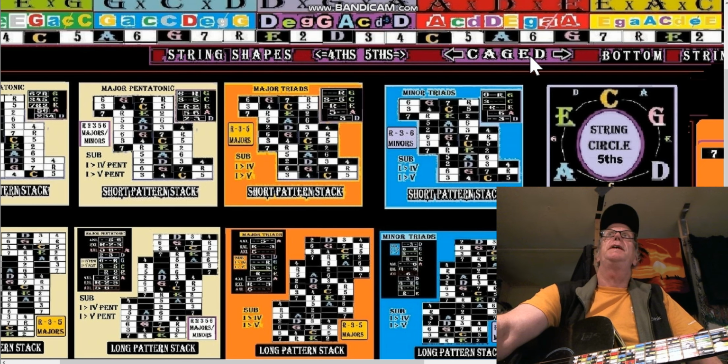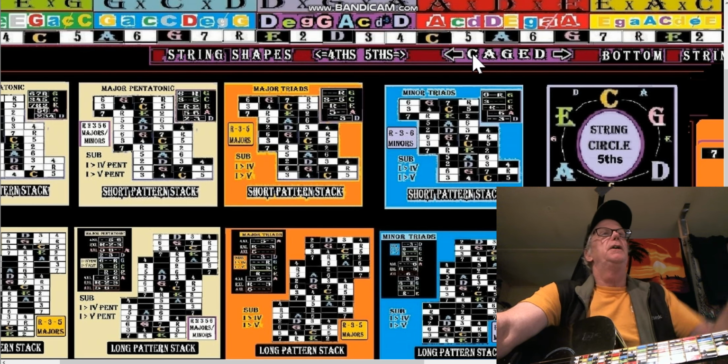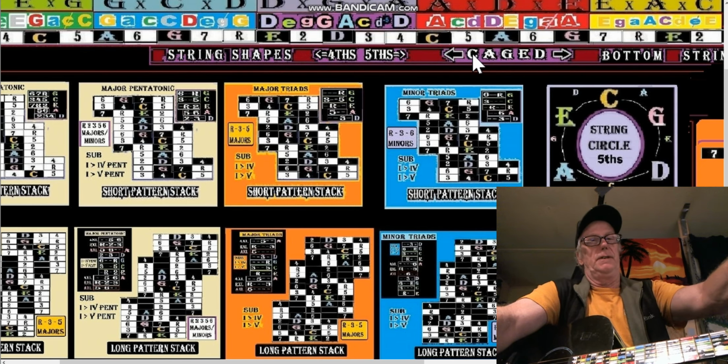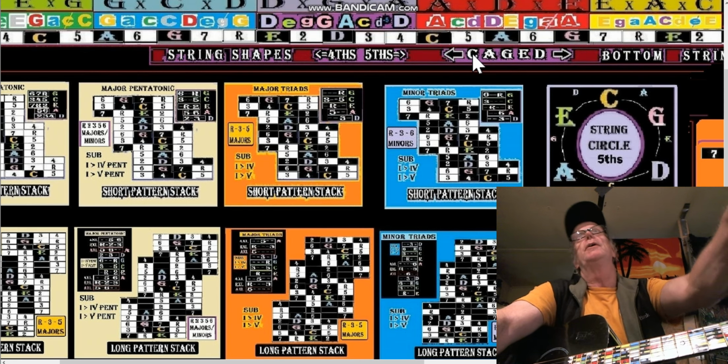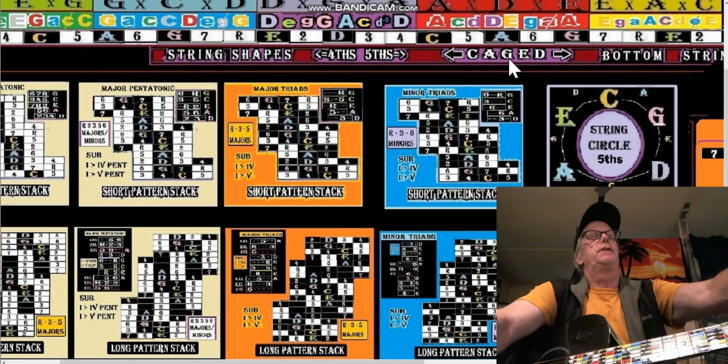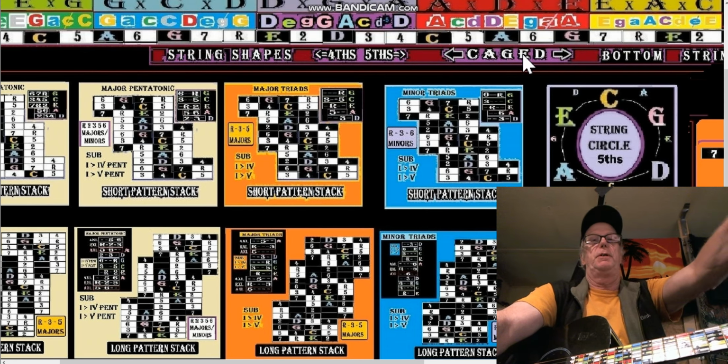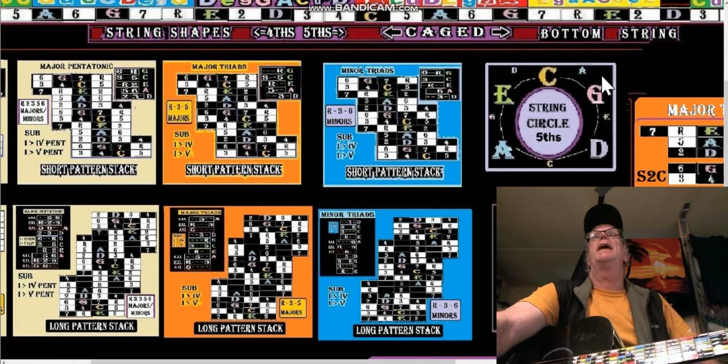Now when we go E, skip D to C, as you know, the fifth of E is B, but we're going to go to C. And similarly, when we're going the other way, instead of the fourth of C being F, we're going to go C, skip D to E shape. So it goes in a circle like that.